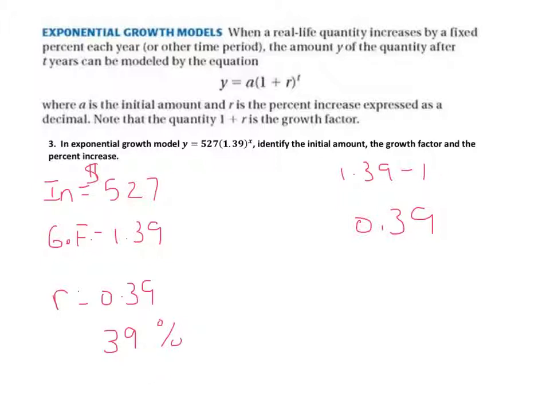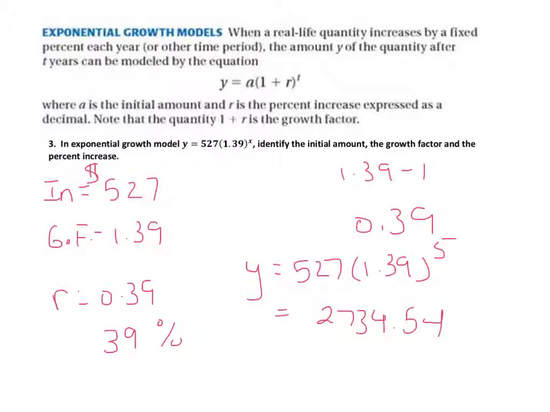So let's say I said, find me the amount of money after 5 years. You would say, so 527 times 1.39 to the fifth, $2,734.54. Okay?